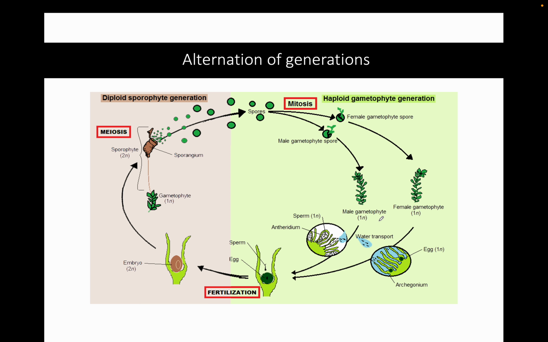The gametophytes, remember, are haploid. The male and female gametophytes have specific structures that form the sperm and the egg. The antheridium is the male gametophyte's sperm-producing structure, while the archegonium is the female gametophyte's egg-forming structure.